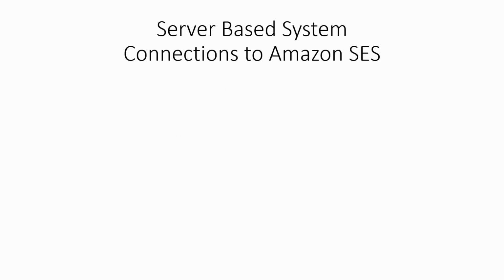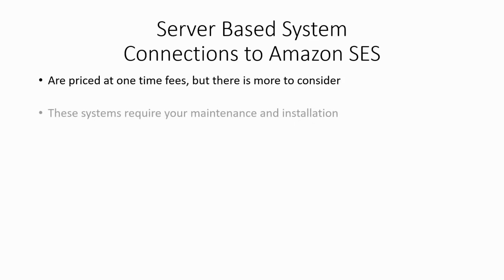Welcome back. Now in this video we're going to discuss the issues involved in considering whether or not you should use a server-based system connection to Amazon SES. Now the server-based system connections are typically priced as one-time fees. And if you look just at the fee, you might think that it's cost effective to pay one time and then to use Amazon SES, which is less expensive than a traditional autoresponder service, to operate your email marketing. However, there's more to consider.